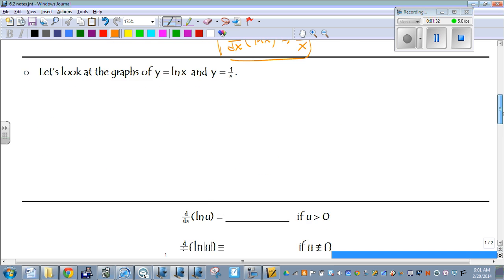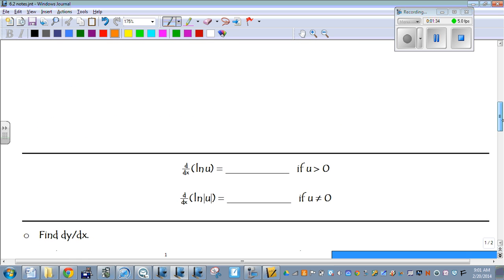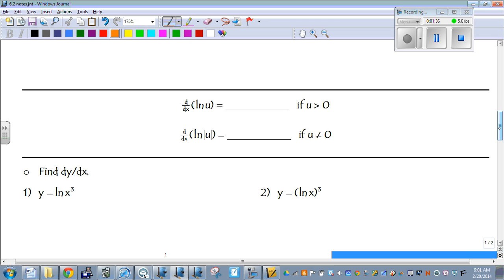So if we look down here, we're going to skip that part about the graphs. Here we have the derivative of natural log of u. Have it set up this way because most of the times it's not just going to be a natural log of x. It's going to be natural log of something in terms of x. So when that happens, to take the derivative of that, we're just going to do 1 over whatever we're taking the natural log of, so 1 over u.